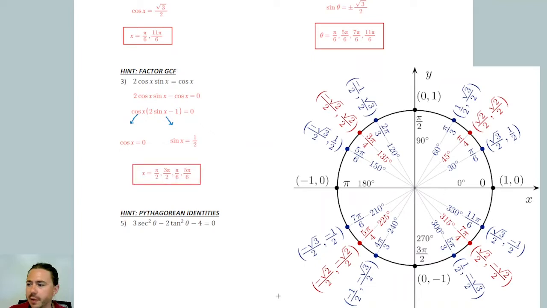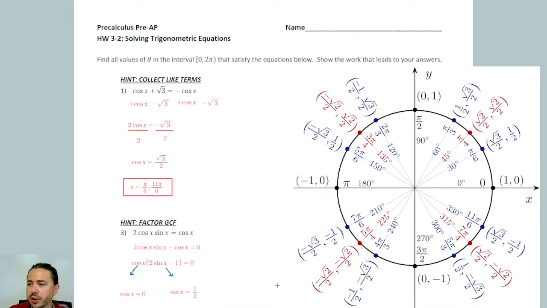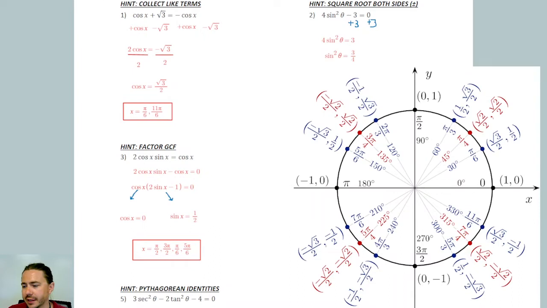So going back, just a reminder, we are trying to find the values that are in this interval. So we don't need to write the plus 2 pi in or find any angle measures that don't lie in that interval.